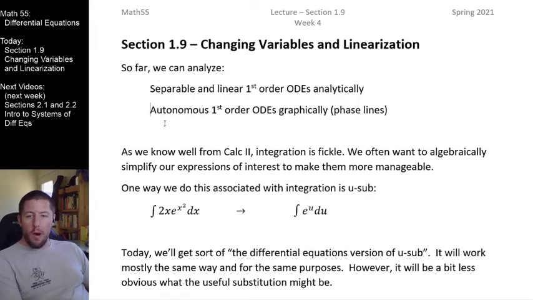So this is where we're at. These are the 3 things that we can do to help ourselves analyze differential equations: solve it if it's separable, solve it if it's linear, or graphically analyze it if it's autonomous, right?